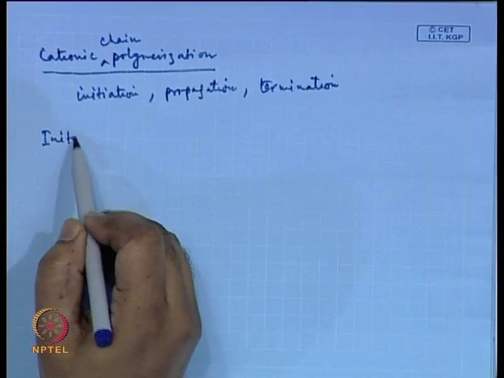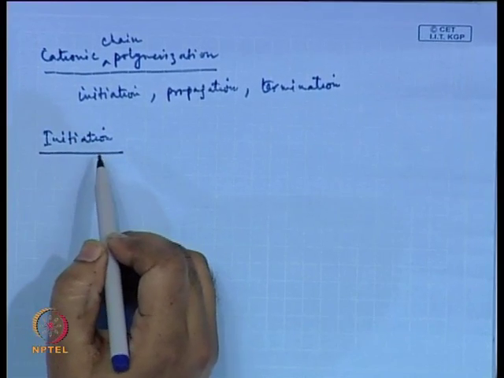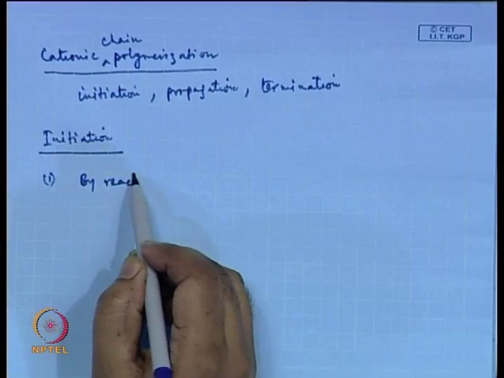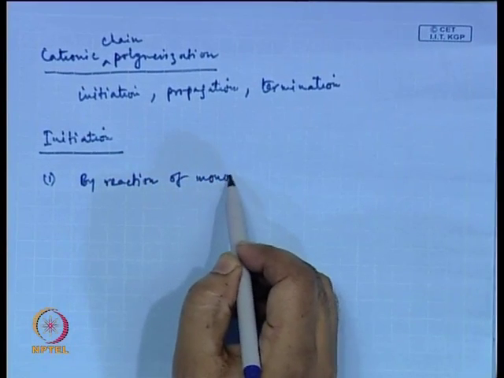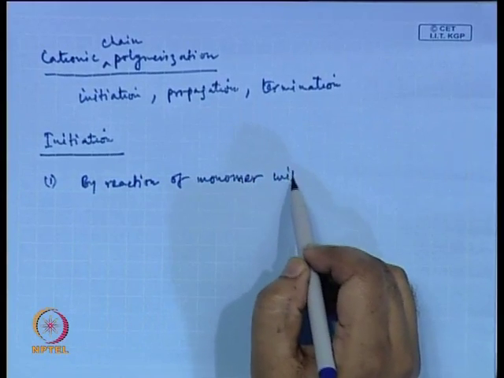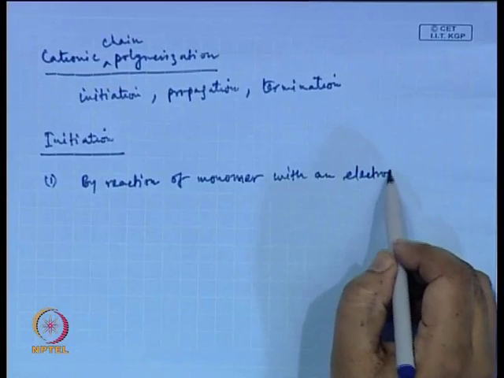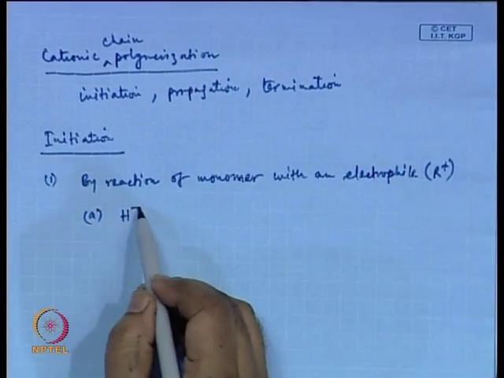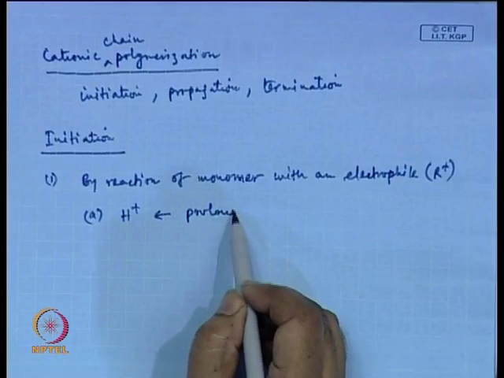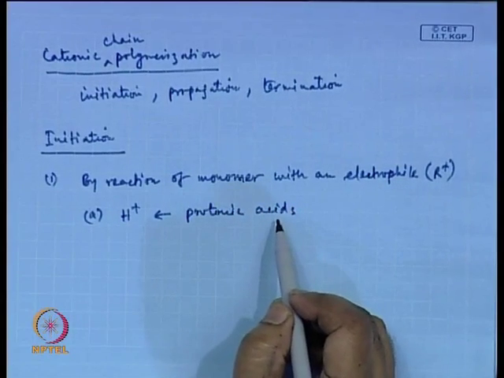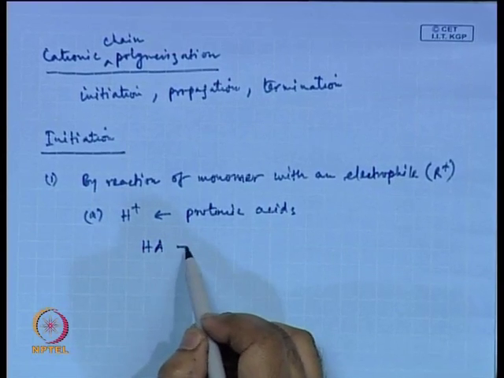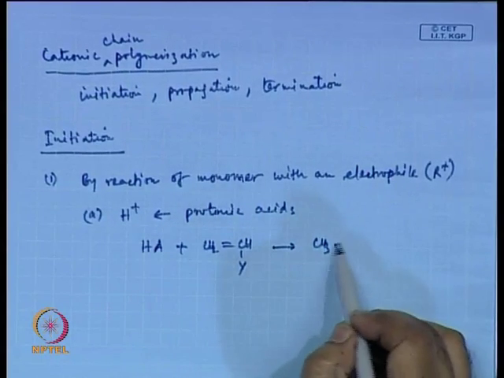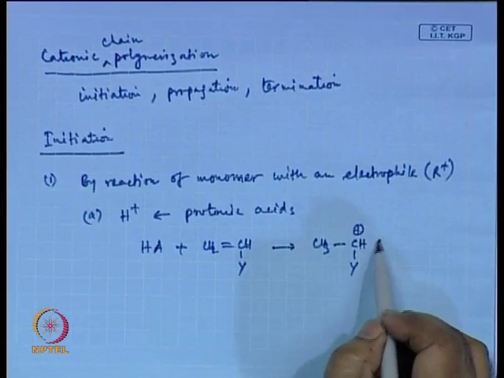First, let us talk about different types of initiation reactions. The first one, which is more common, is the reaction of the monomer with an electrophile. This electrophile could be H plus, which you can get from protonic acids. If I write a generic way, H plus plus a generic monomer gives you a CH3 CHY cationic species and A minus.